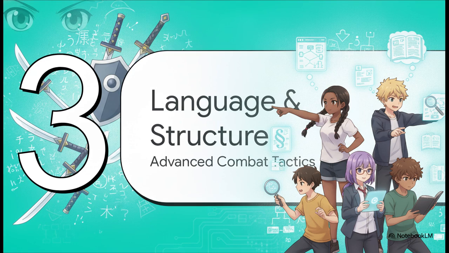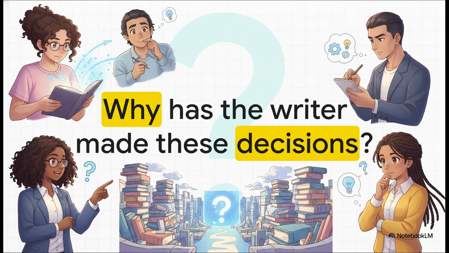Okay, stage 3, analyzing language and structure. Let's get into some advanced combat tactics. With your paragraph structure locked in, we need to talk about one word. Why? Seriously, this is the most important word in your entire exam. When you're picking apart structural devices or language, this simple question has to be the rhythmic pulse of your essay. Why did the writer make these specific decisions? The absolute best marks come from answering this final why question with your own genuine interpretation of the writer's intent.